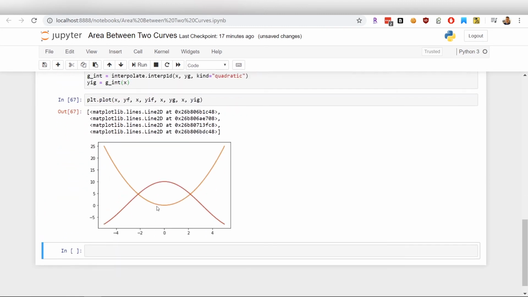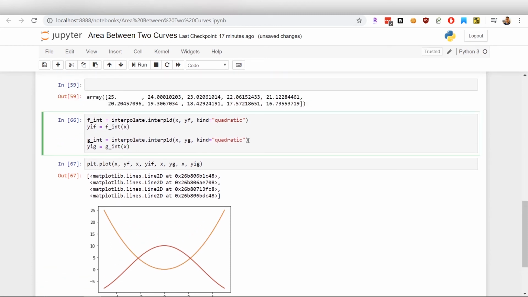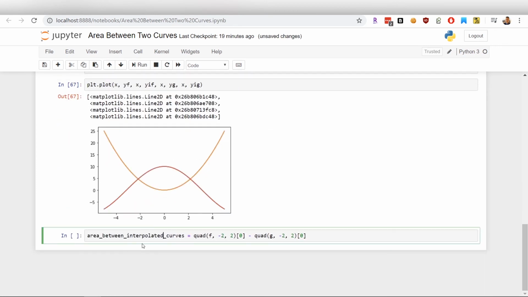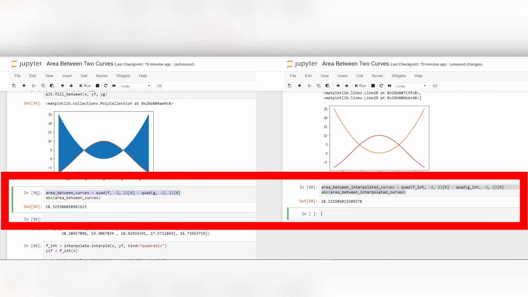We now have both plots that are properly working, and we can calculate the area between these two curves exactly the way we did the first time. As you can see here, both calculations return the same value. We now have the area between the curves for two functions given only their points.